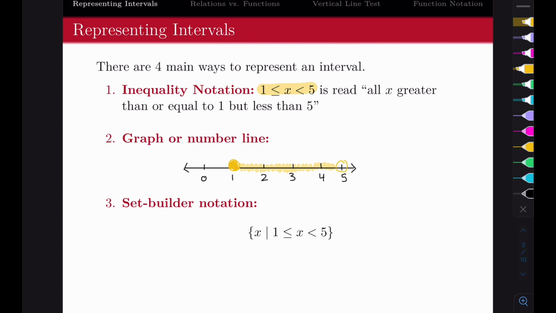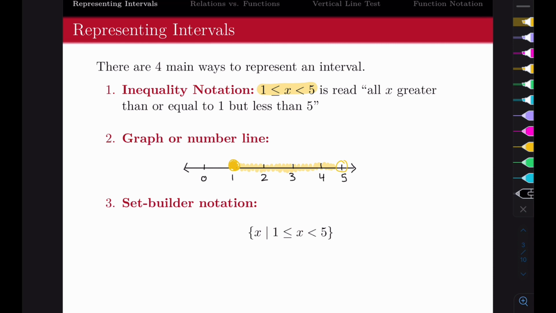Okay. You can also use different endpoints if you don't want to use a circle. You can also use a square bracket to say you can equal something and a parenthesis to say that you can't. So it's going to be really useful for when we talk about interval notation, but really the most common one is going to be using these circles.